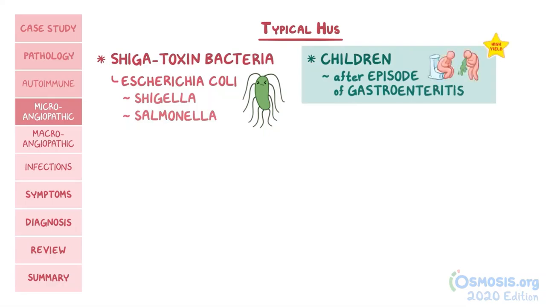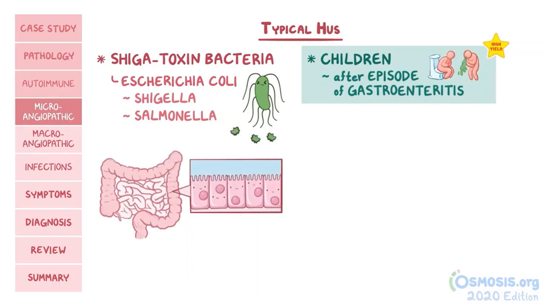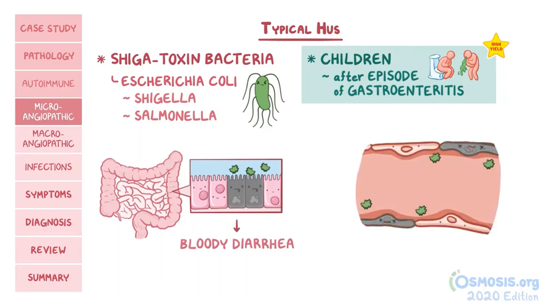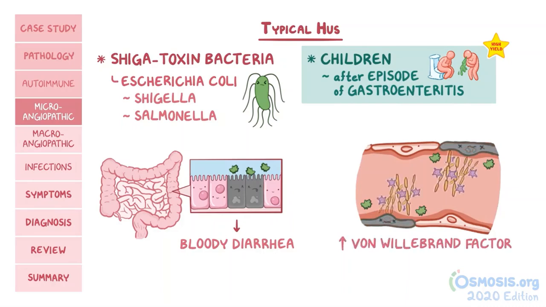these bacteria. The toxins they release destroy colonic epithelial cells, causing bloody diarrhea, and then enter the circulation, where they damage the endothelial cells, causing massive release of von Willebrand factor and excessive clot formation throughout the body. Typical HUS has a good prognosis.